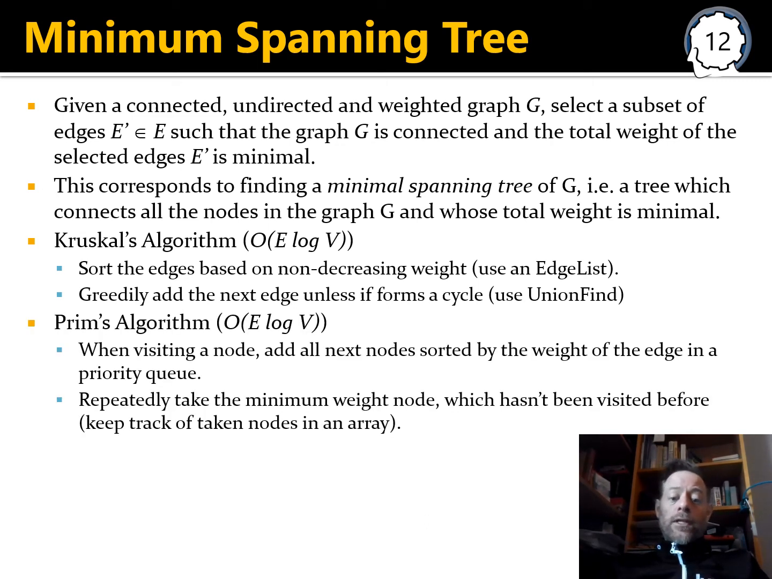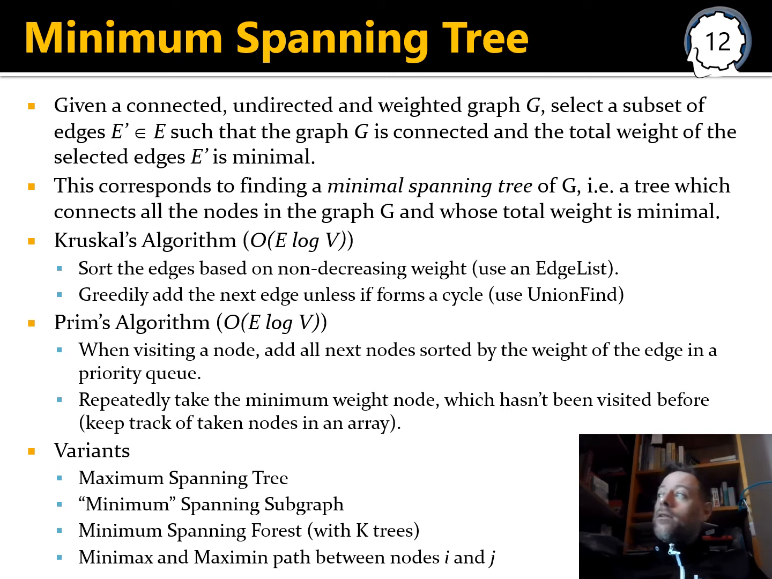There's also an alternative algorithm called Prim's algorithm. Here, when we visit a node, we add all the next nodes sorted by the weight of the edge in a priority queue. So we go through the nodes one by one, but we add the edges based on weight. Again, we repeatedly take the minimum weight node which hasn't been visited before. In Kruskal's algorithm, we take the edge that is the cheapest. Here we take the node which is the cheapest to visit next. So this is another nice algorithm.